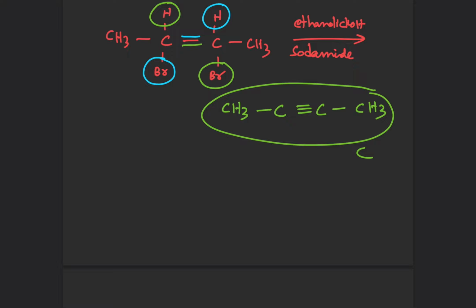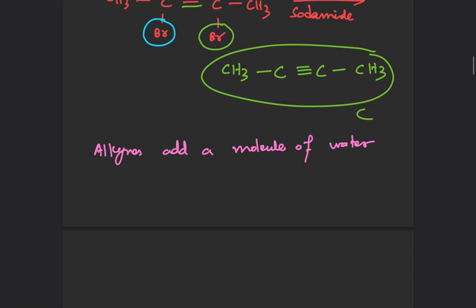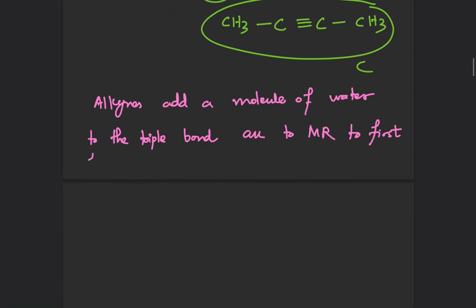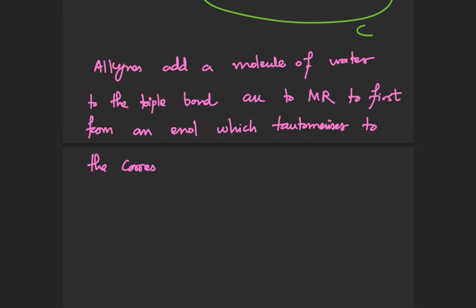Okay, important. So under these conditions of HgSO4 and sulfuric acid at 333 Kelvin, alkynes add a molecule of water to the triple bond according to Markovnikov's rule to first form an enol, which tautomerizes to the corresponding carbonyl compound.